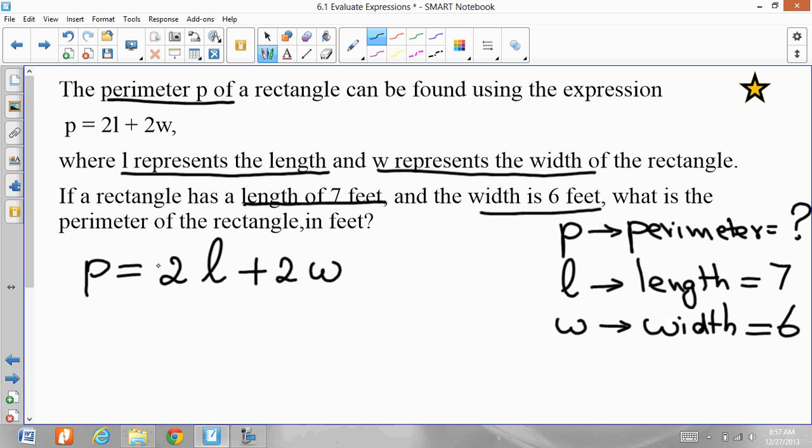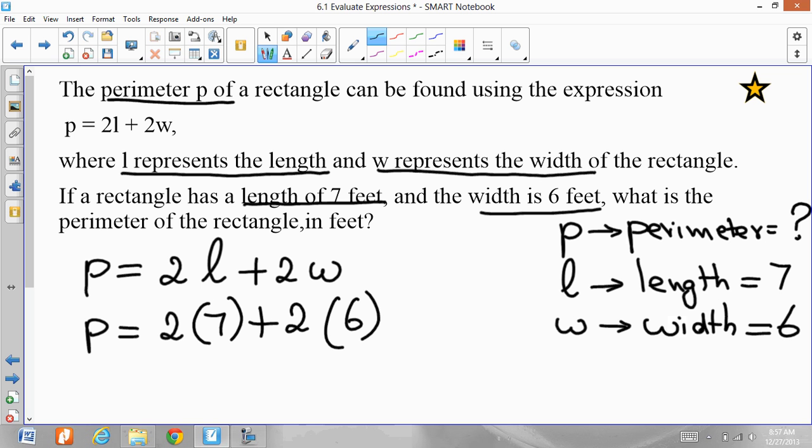So now let's go back and replace. So P is what they want us to find. 2, we keep it as it is. L takes on the number 7 because it is given to us. Plus 2. W takes on the number 6. So now you need to multiply before you can add or subtract. Keep that in mind. Addition or subtraction must be the last step. 2 times 7 is 14. 2 times 6 is 12. 14 plus 12 is going to be 26.